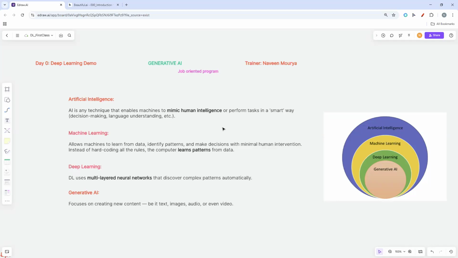Okay, so let's go through the definitions of artificial intelligence and machine learning. As you already know, artificial intelligence is any technique that enables machines to mimic human intelligence, or perform tasks in a smart way, right? So decision making, language understanding, and we have seen other capabilities like text generation, image generation. These are all the capabilities of any computer based artificial intelligence system. So that is the definition of artificial intelligence.